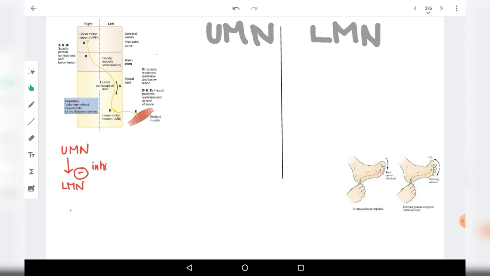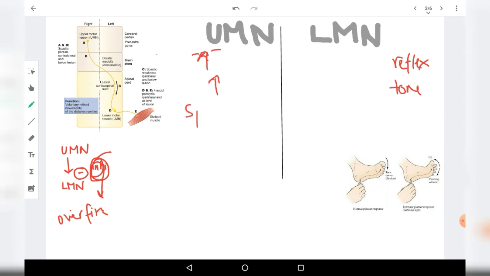Okay, so if these inhibitory impulses are not coming to the lower motor neuron, then the lower motor neuron will overfire because it's not being inhibited by the upper motor neuron, right? So when there is an upper motor neuron lesion, there will be increased reflexes. The reflexes will be increased, the tone will be increased, and there will be spasm, or they'll say spastic paralysis, something like that.